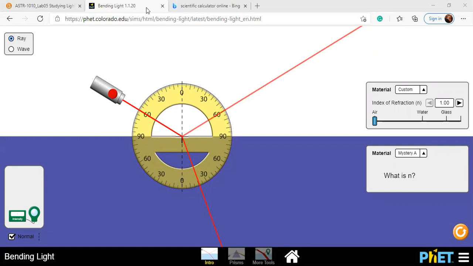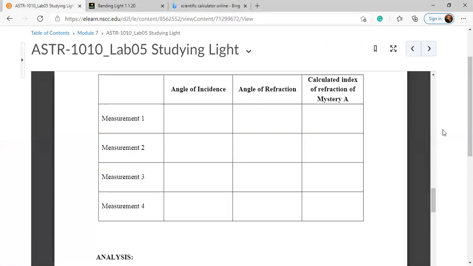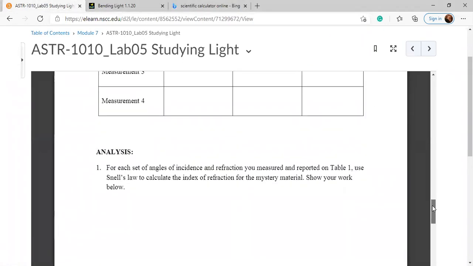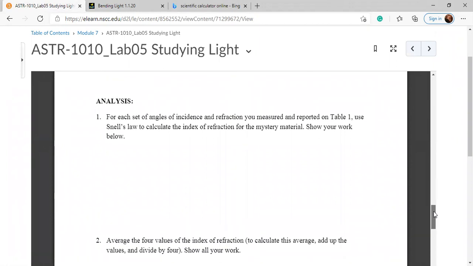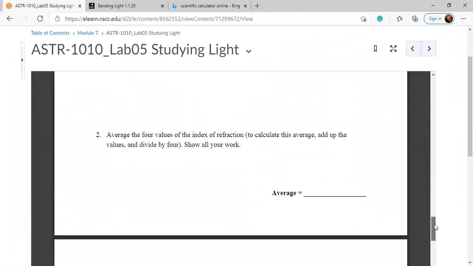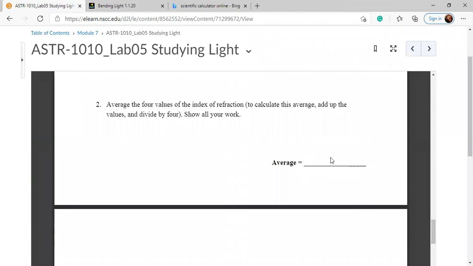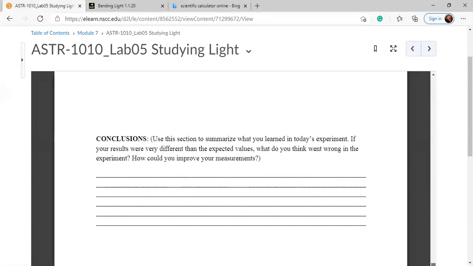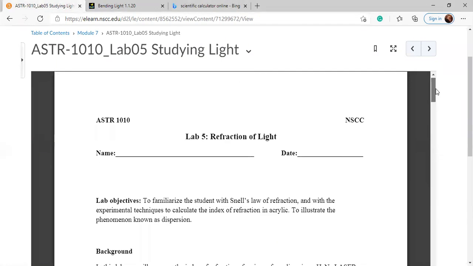Let me see if there is anything that I can explain before I end this lab. Yeah, in the analysis, there are a few questions you can do. Here is the average. You need to get the average from the four calculations and write it down right here. And you can also answer the remaining questions. That's it.